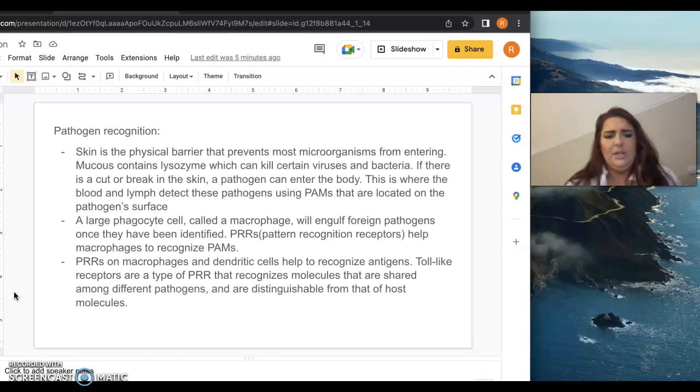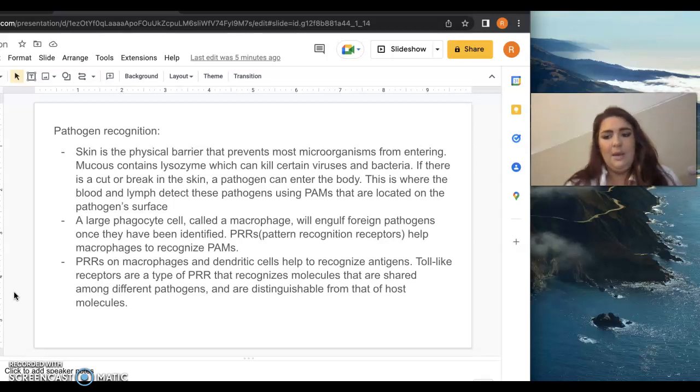Pathogen recognition. The skin is a physical barrier that prevents most organisms from entering, so this is kind of the first line of defense. So if there's not a break or a tear or a wound in the skin, most of the time any kind of microbe will not be able to enter the body unless it's through your mouth or your eye or something else.